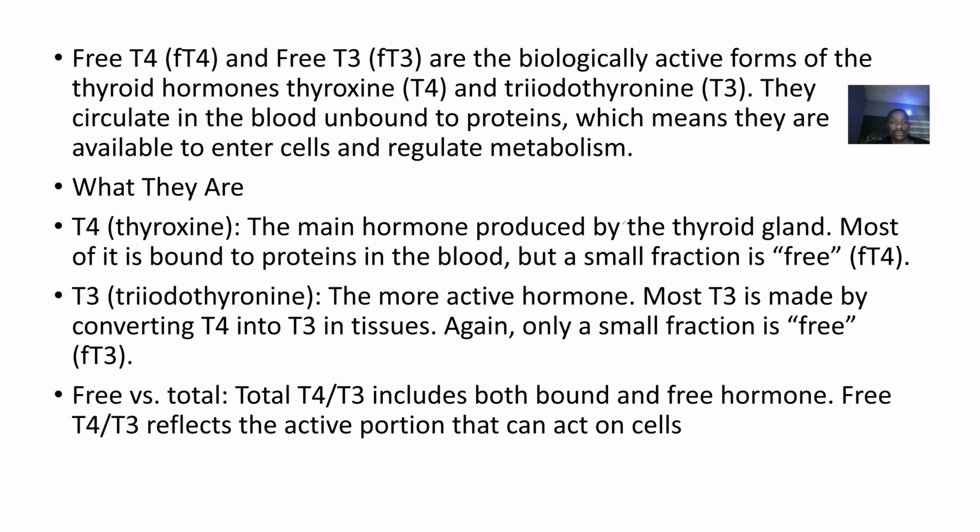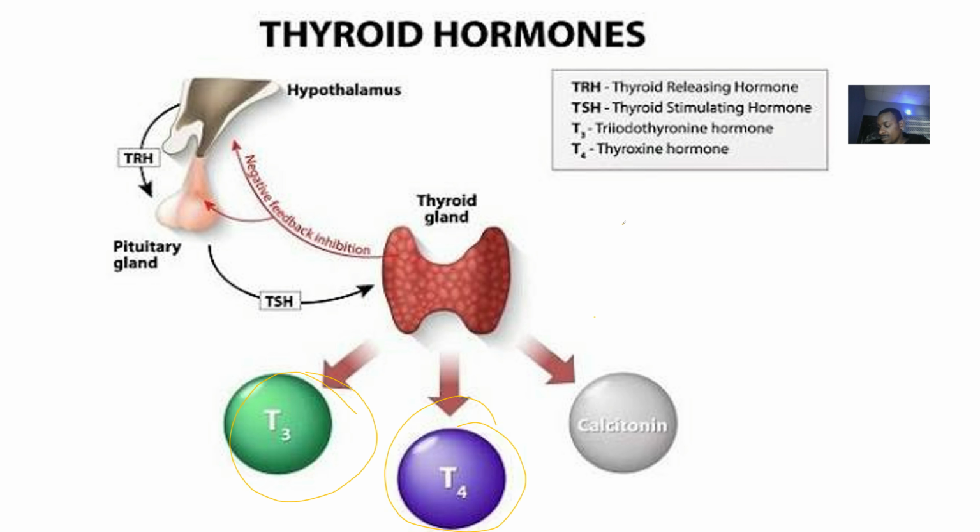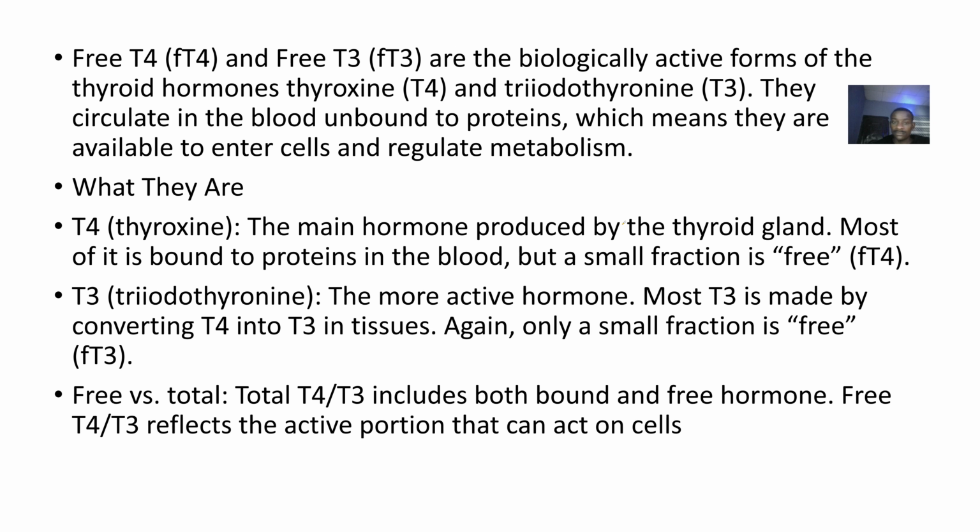So what we have is they're actually biological active forms of thyroid hormone. Do you understand? And we're actually talking about the free ones. T3 is known as triiodothyronine, while T4 is known as thyroxine. They circulate in the body, and when we're talking about the free ones, they are unbound to proteins.